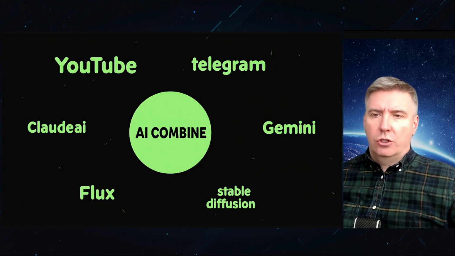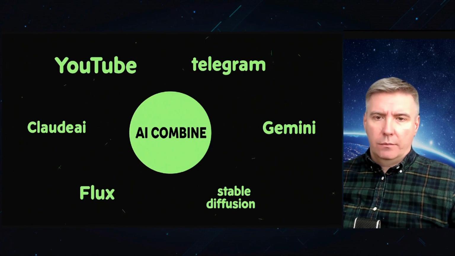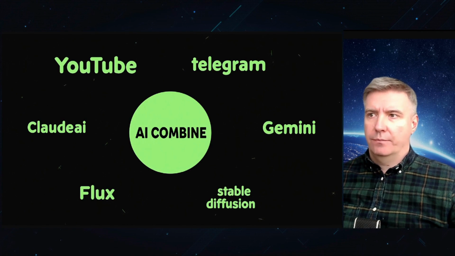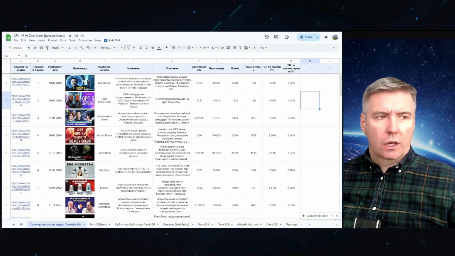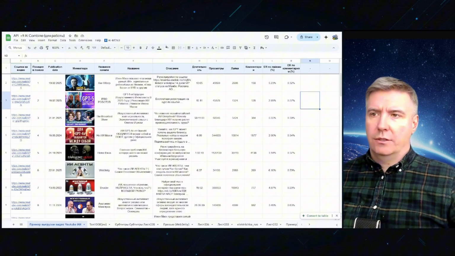How to work in Google Sheets and use 12 neural networks. Today I will tell you about the combine I created, which is connected via API to 12 different services. Let's take a look at what it's for, how it works, and what capabilities it has.